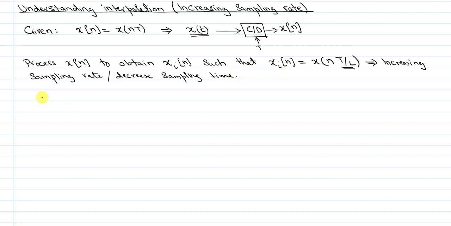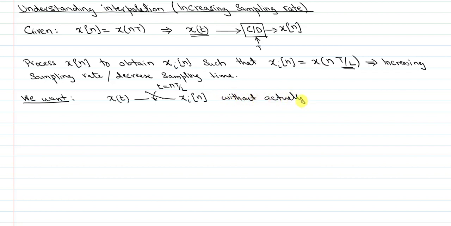So let's begin by looking at what it is that we want. We want to have a process such that it appears as if x(t) was sampled with a higher sampling rate. So we have t equals nT/L to get x_i[n] without actually going to the continuous domain.